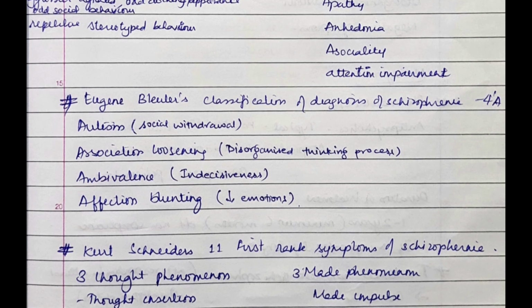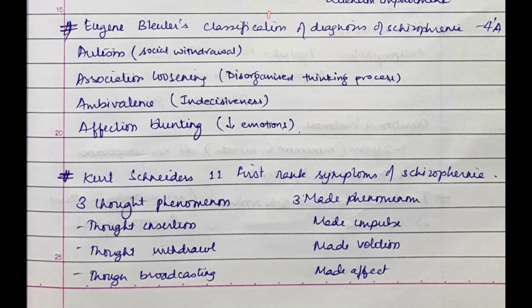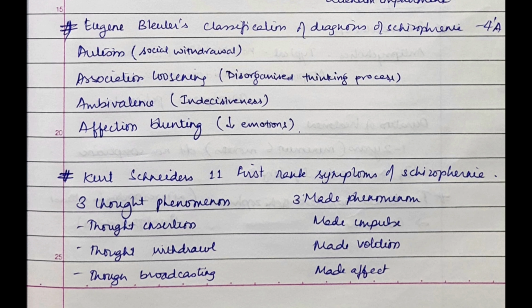If you remember these negative symptoms, it is very easy for you to learn this classification by Eugene Bleuler. So for the 4 A's you have to remember that auditory hallucination is not in this. Autism, association loosening, ambivalence, and affection blunting are in Eugene Bleuler classification of diagnosis of schizophrenia.